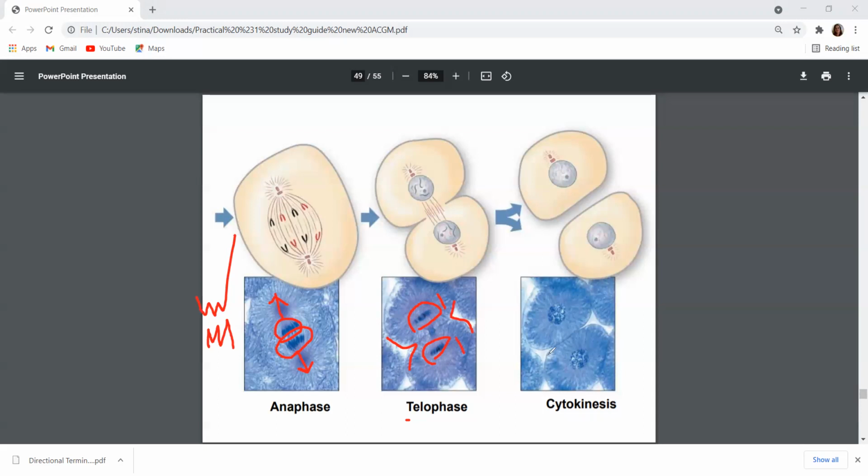Cytokinesis. Cytokinesis is where that cytoplasm has developed a cleavage furrow that has gone all the way through the cell. So this cell is now completely separate from this cell, but they are still in close proximity because they just got through cutting into two different cells. So that would be called cytokinesis.